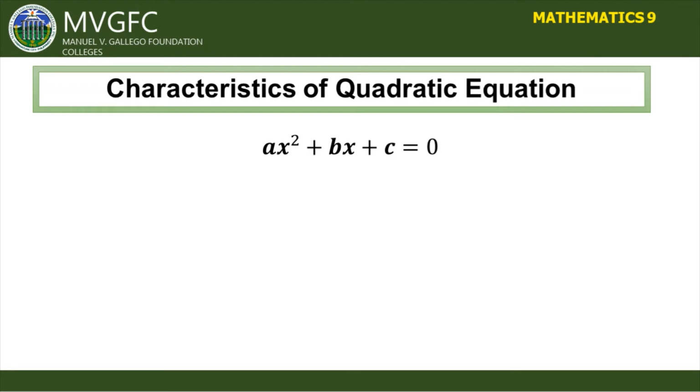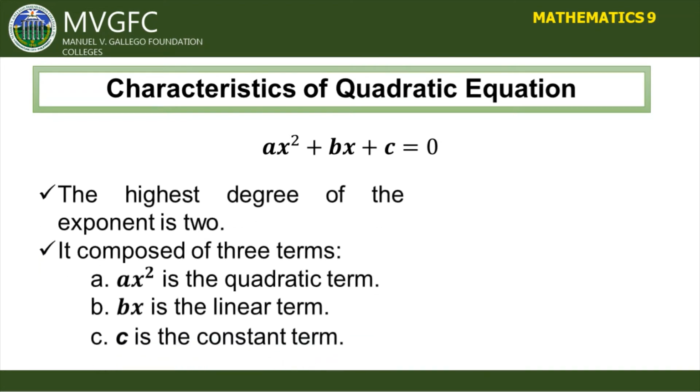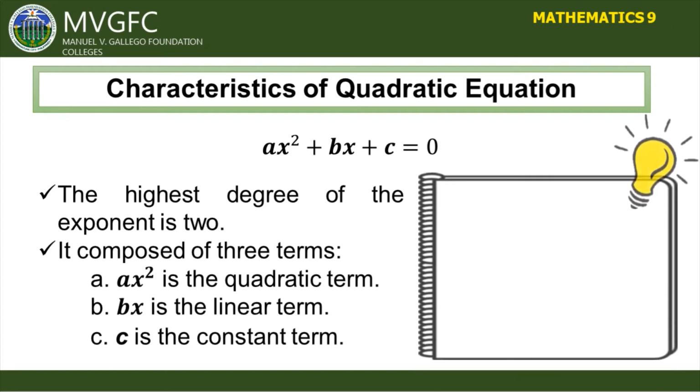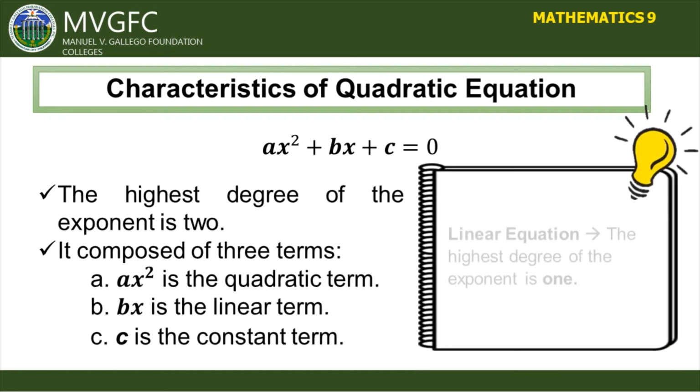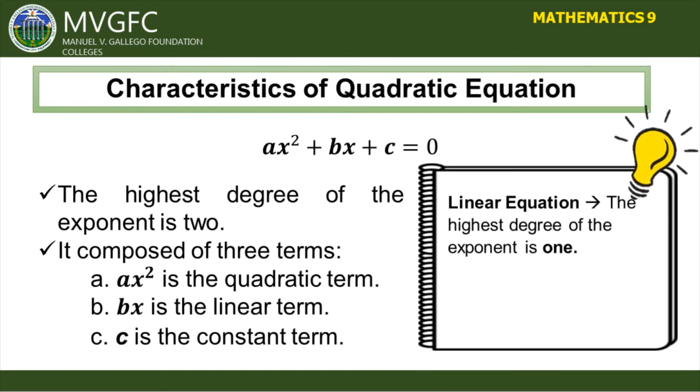For the characteristics of quadratic equation, always remember the standard form of ax squared plus bx plus c is equal to 0. It says here that the highest degree of the exponent is 2. And of course, it is composed of 3 terms. We have the ax squared, which is referred to as the quadratic term. We have the bx, which is the linear term. And of course, we have the c, or the constant term.